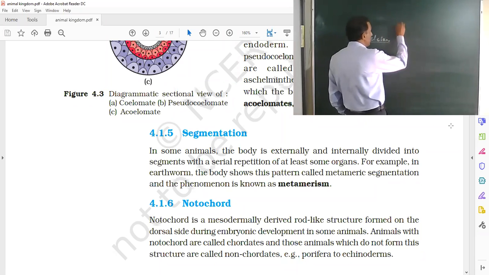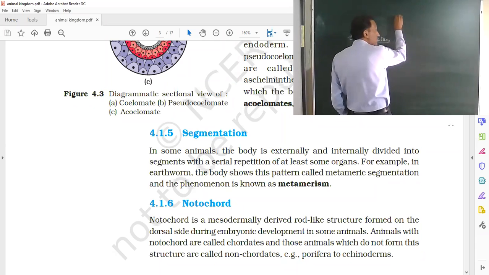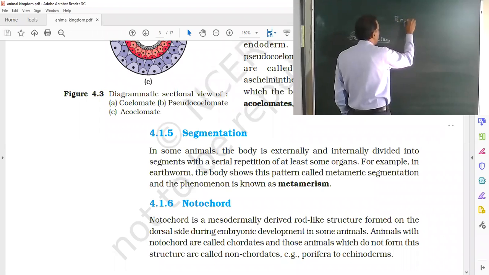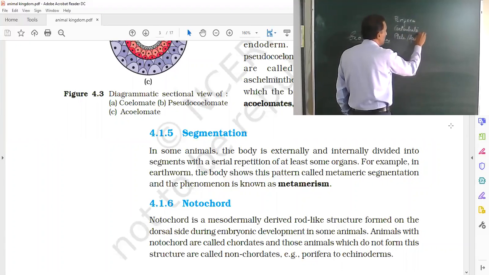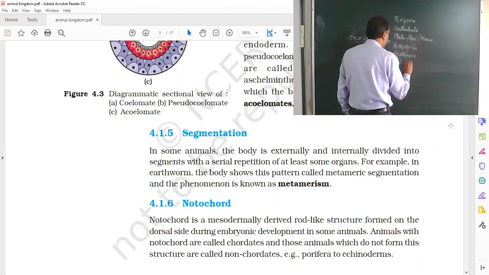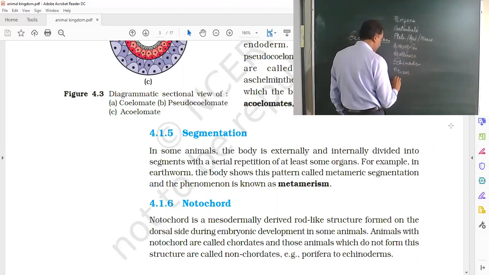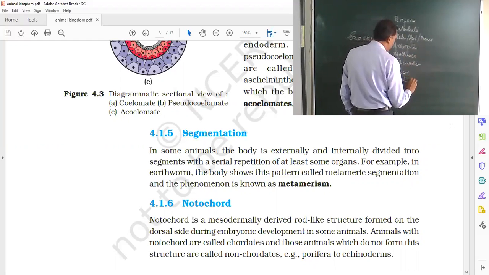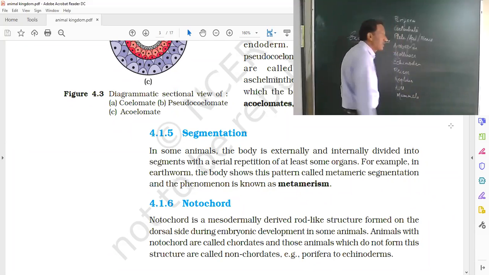If I categorize the organisms and write their names: Porifera is there, Coelenterata is there, Platyhelminthes, Aschelminthes, Nematoda, then Arthropoda, Mollusca, Echinodermata, fish, and leave out amphibians, then Reptilia, then Aves and Mammals. These are the categories we have made.